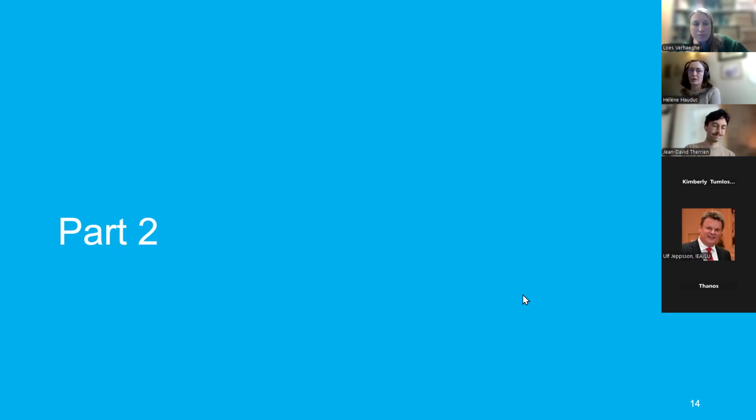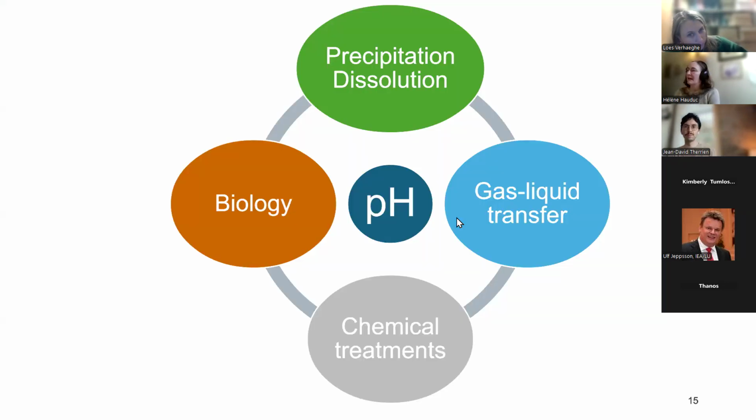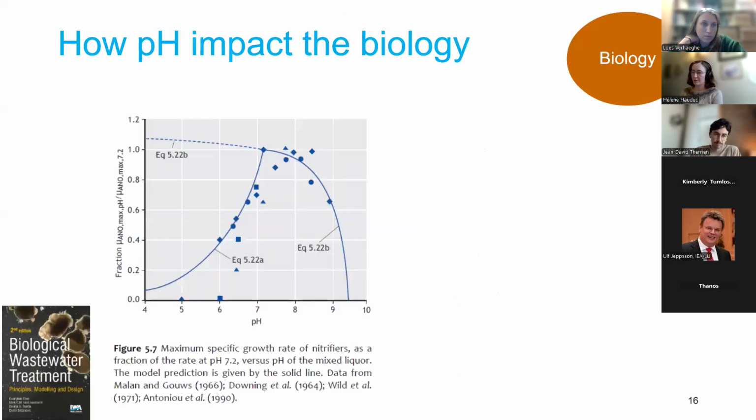Following Kimberly, I will illustrate what she already presented. I will especially show how all this interacts together with the pH: how the biology affects the pH and the pH affects the biology, how it affects the gas-liquid transfer and vice versa, and precipitation, dissolution, and chemical treatments too. So we will start with the biology.